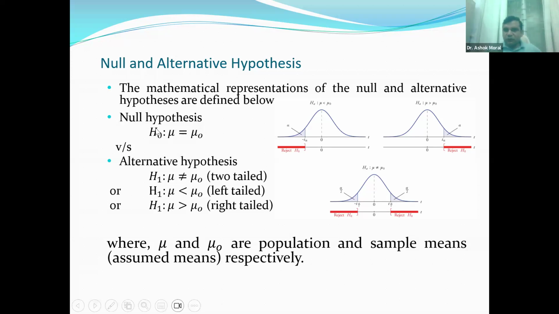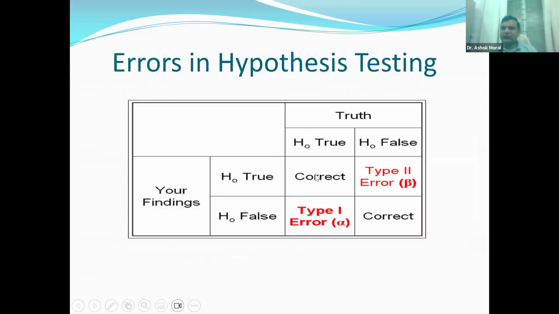So we are talking about testing this null hypothesis. This is the null hypothesis, and the alternative can be of three types. Two-tailed, when we say the mean is not equal to this particular value, or the population mean is less than this particular value, or the population mean is greater than this particular value. So in this case, this is called the critical region.